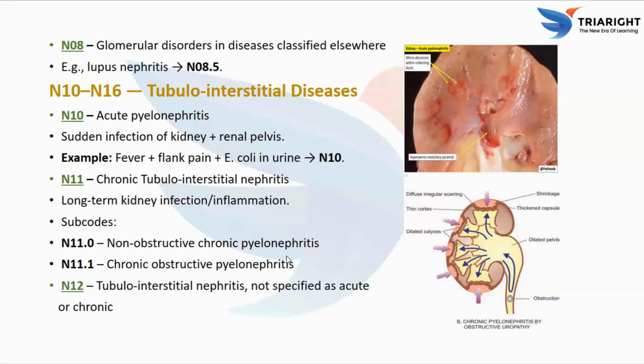This is due to obstruction, for example, kidney stones, enlarged prostate and reflux. There are pictures shown here. The first picture shows diffuse irregular scarring, a thin cortex and dilated calyces and renal pelvis. This obstruction leads to hydronephrosis. So what is hydronephrosis? The N12, tubulointerstitial nephritis unspecified, is used whenever it is not clear if it is acute or chronic. So general inflammation without a specific type identified.